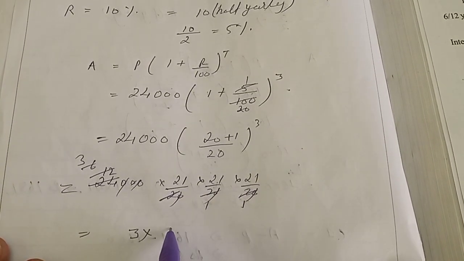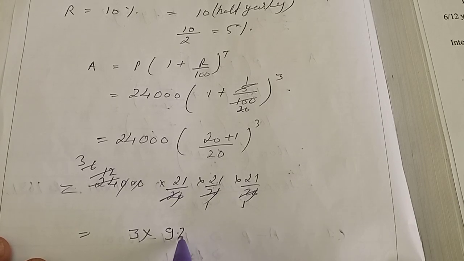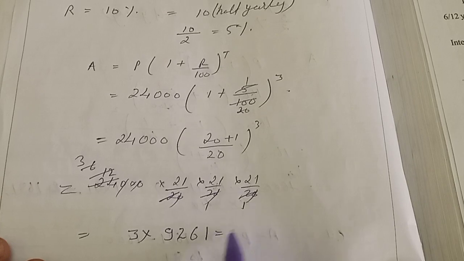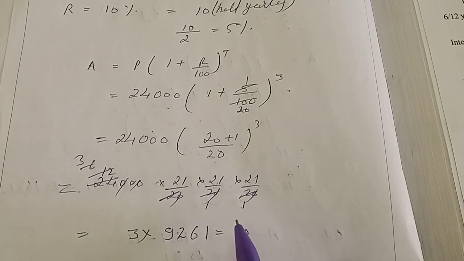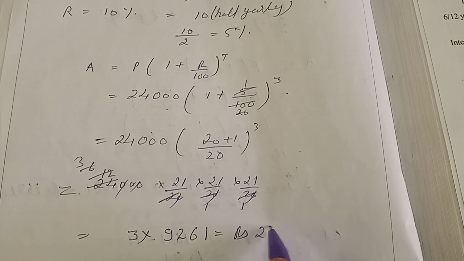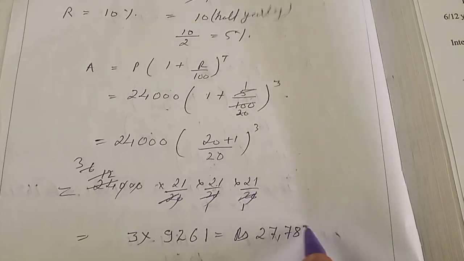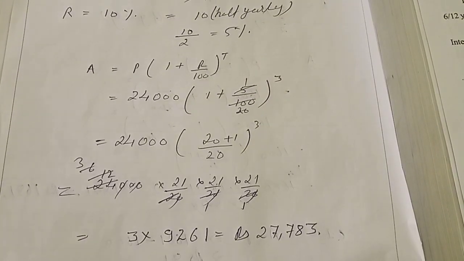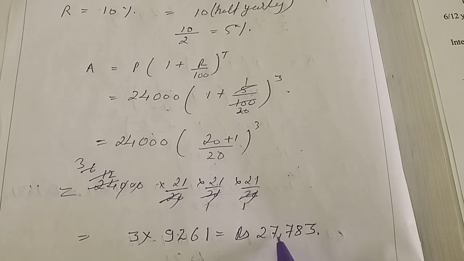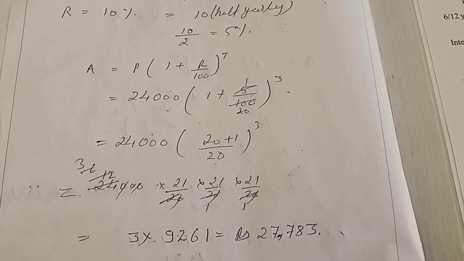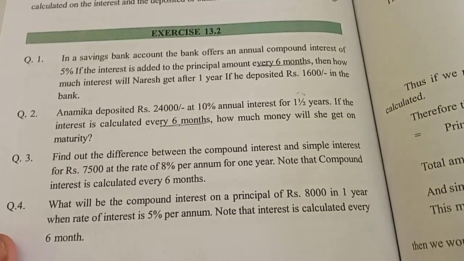Just now I gave you a hint how to write. 21 cube is 9261. Now multiply with 3. 9261 multiply with 3 is rupees 27,783. In this question it was asked to find out the amount. So amount is rupees 27,783.